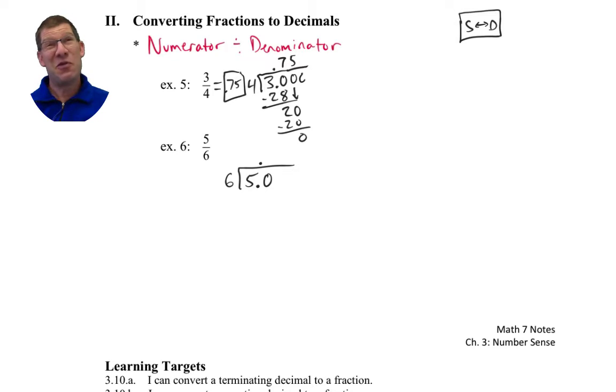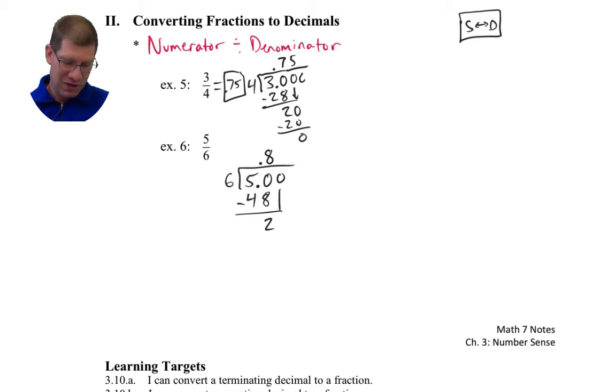Well, 6 times 7 is 42. But we could go higher. 6 times 8 is 48. So then I could subtract 48 from the 50, like so, and I get a 2. Now, since we're after the decimal point, we can add zeros and not change the value of our original number any. So I pull down a 0. All right, how many times does 6 go into 20? Well, we have 6, 12, 18, 24. So it'd be 3. 6 times 3 is 18. When we do that, we get another 2.